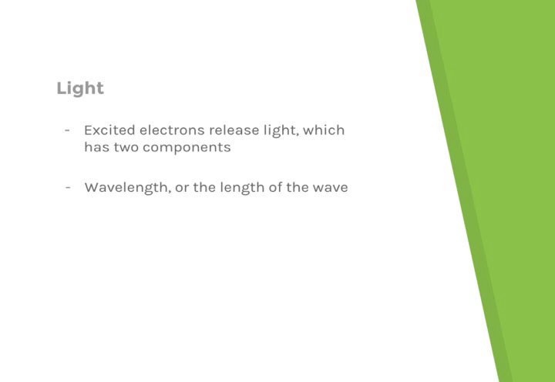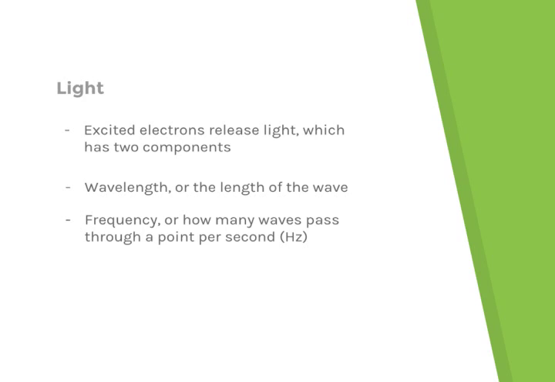And another property of light is its frequency. And frequency is just how many wavelengths can pass through a point every second. So we'll use the units 1 over seconds or simply hertz, which is just 1 over seconds. Just looks cooler.